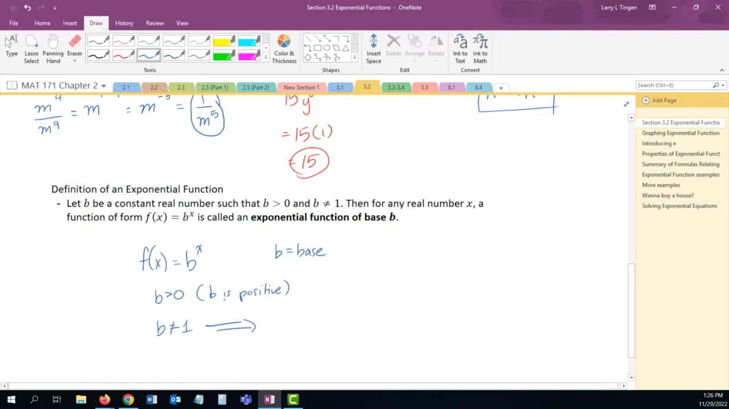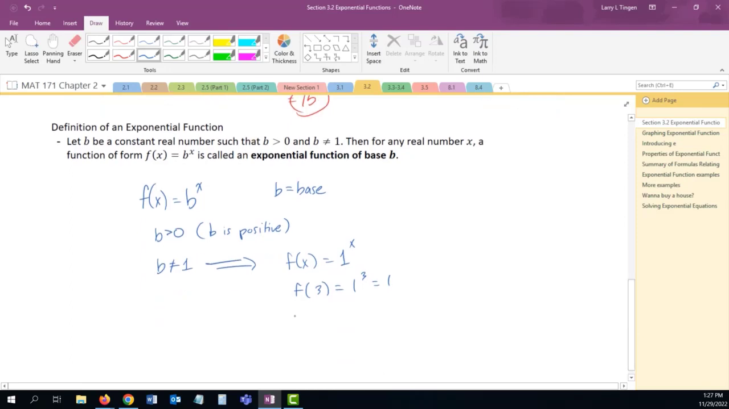Because if b is 1, so f of x is equal to b to the x, what do you get? 1 to the x. Pick a value of x and raise it. f at 3, that's 1 cubed, which is 1. f at -5, that's 1 raised to the -5, which is 1 over 1 to the 5th. I did two steps in my head there, sorry. It will always be 1 exactly, so it's boring. So that's why it can't be 1. The base always has to be a positive number.